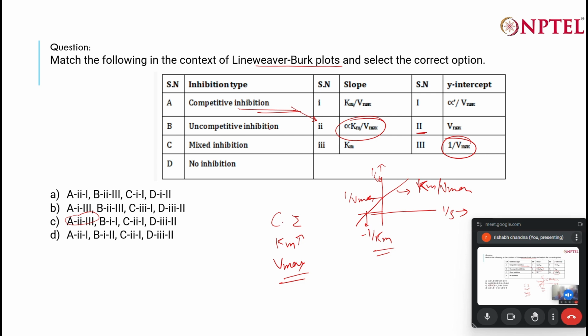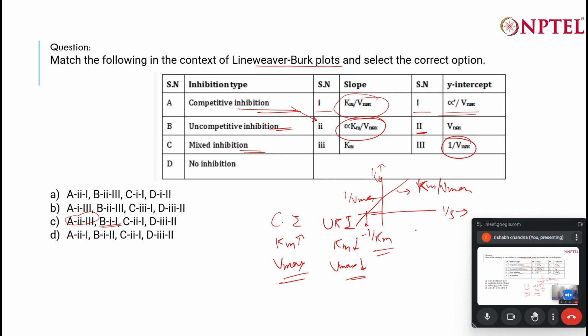Then in case of uncompetitive inhibition, both Km and Vmax are reduced. Okay. So in that case, the slope will remain the same, and Vmax is also reduced, so this will be the correct way of representing the intercept. So this would be B1 and 1. Okay, so this B1 and 1.